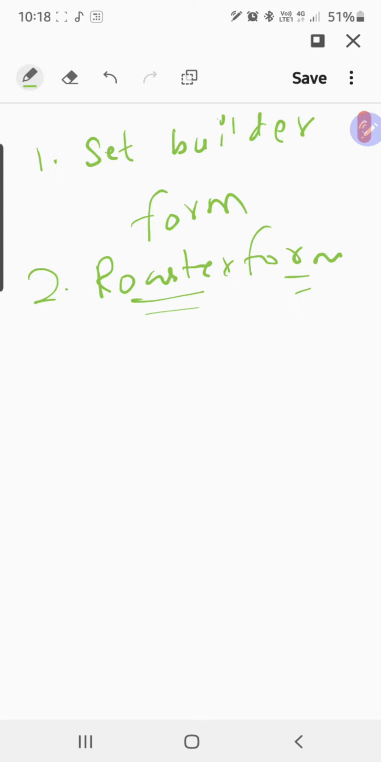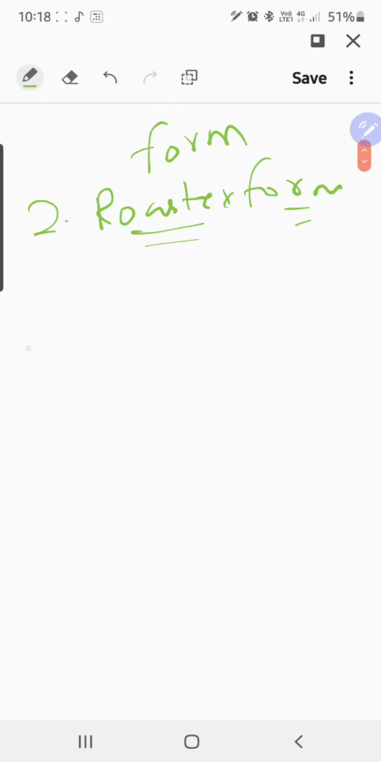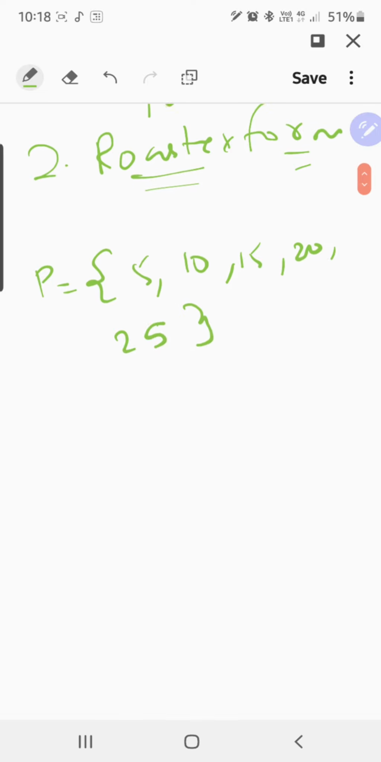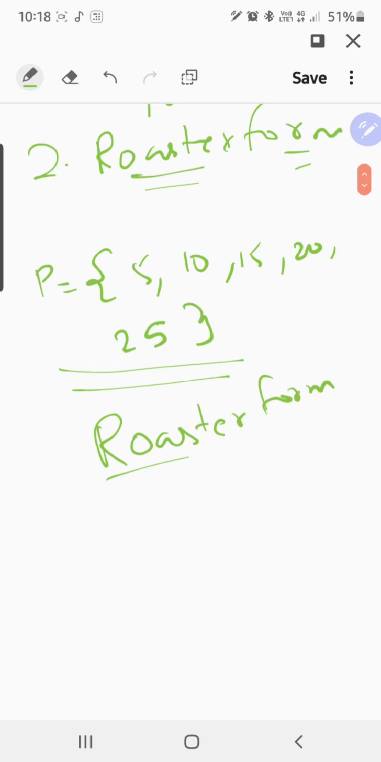What do you mean by set builder form? For example, if I say a set P is equal to 5, 10, 15, 20, 25, and so on up to like this. I have given one set. You can see this complete form is called roster form. What do you mean by roster form? In roster form, you write whatever elements are present in the set. For example, this is a finite set.